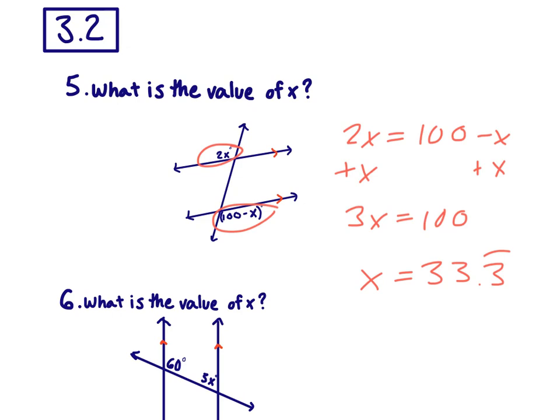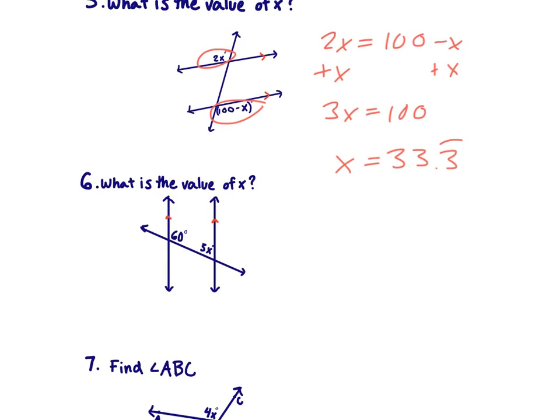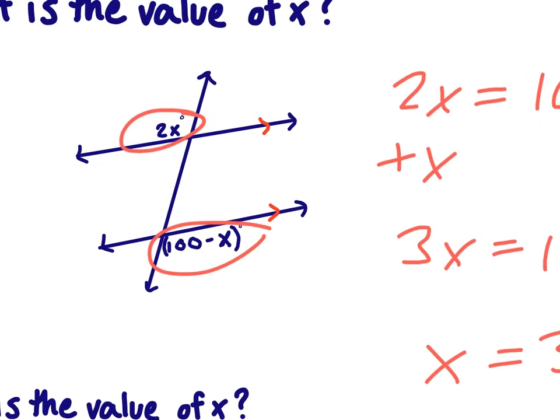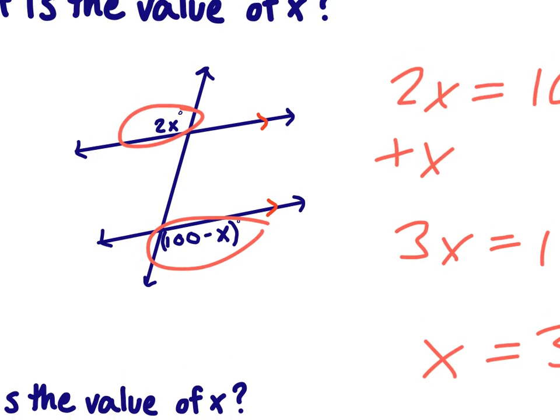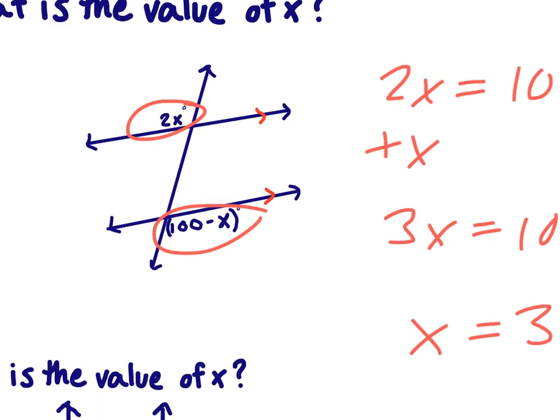On the test, there'll be whole numbers, so you won't have to use a calculator. Yes? Do we have to put the degree sign? No, because when you're finding x for this one, you're not finding x degrees, you're just finding the variable x. If it's asking you for the angle, then yes, you'd have to put the degree sign.